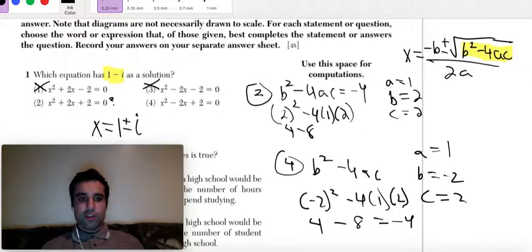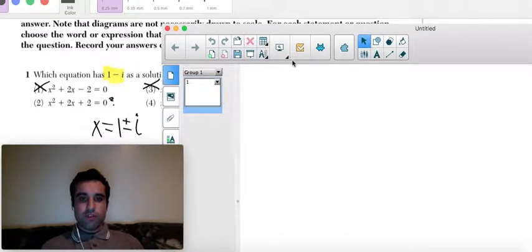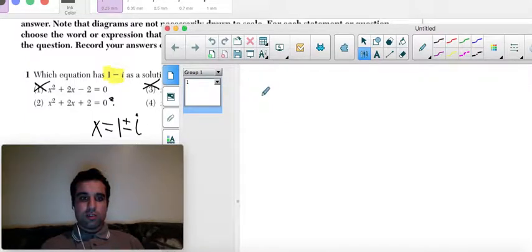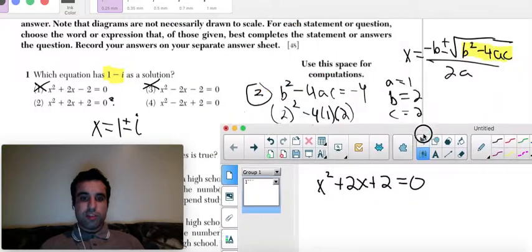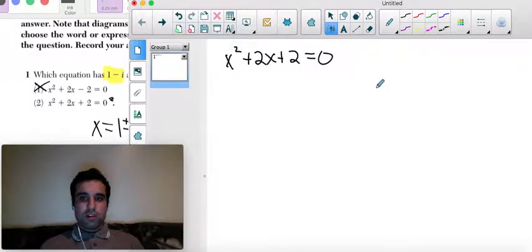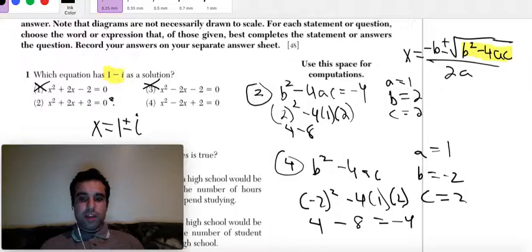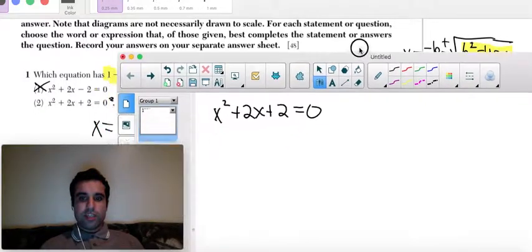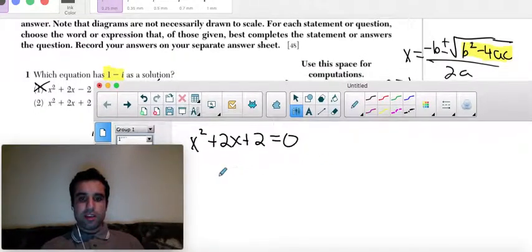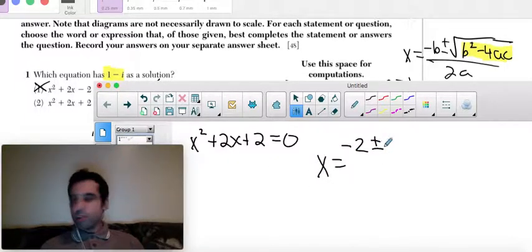I'm going to go over to the smartboard and copy the equations in. For choice 2, the equation was x squared plus 2x plus 2 equals 0. And we know the discriminant b squared minus 4ac became negative 4. If I use the quadratic formula right here, I don't need to calculate the b squared minus 4ac again. So it'll be x equals, remember b is 2, so negative 2 plus or minus.